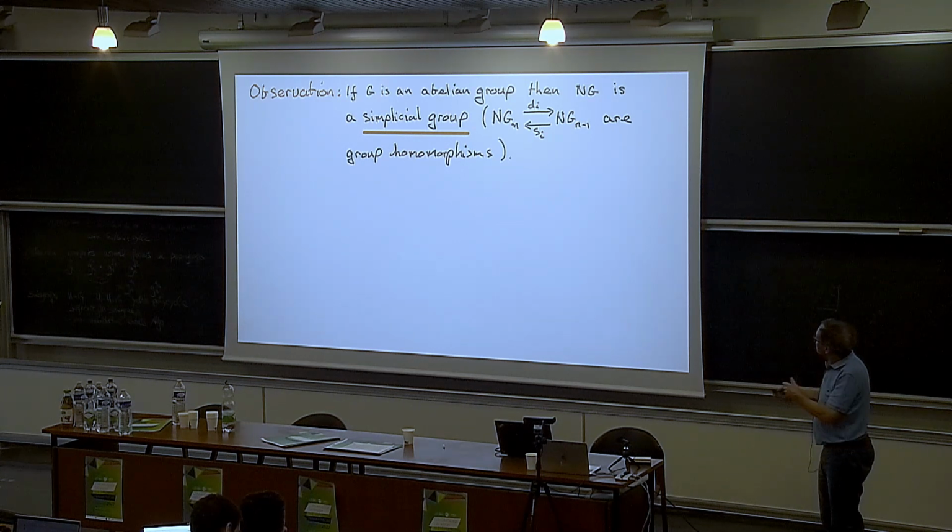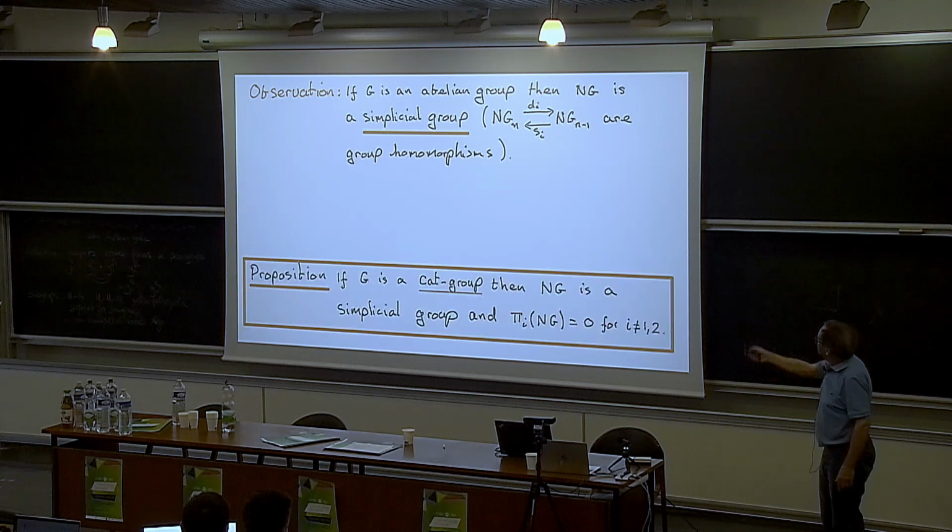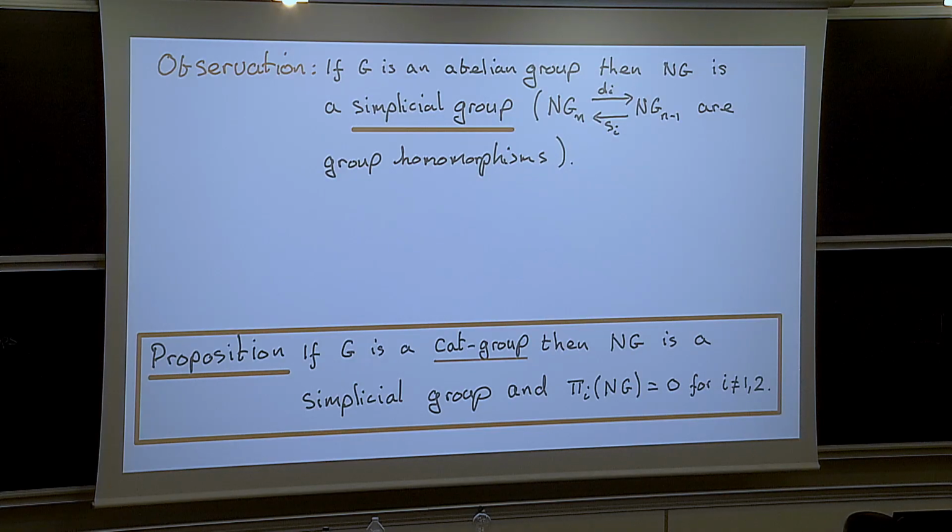So the question is, how can you generalize this observation? You can define a condition on a small category. So G is a small category now. Let's call the condition cat group. I have to say what that is. The condition should be defined so that if the small category G is a cat group, then the nerve is actually a simplicial group. And also we'd like that the homotopy groups of the nerve as a simplicial group are trivial everywhere, except in degree 1 and 2.